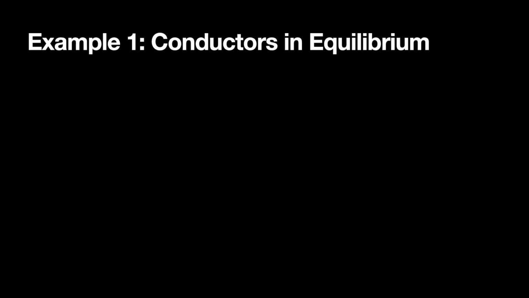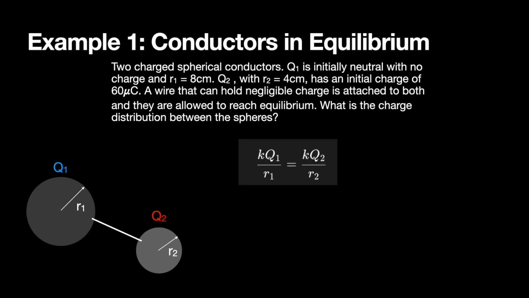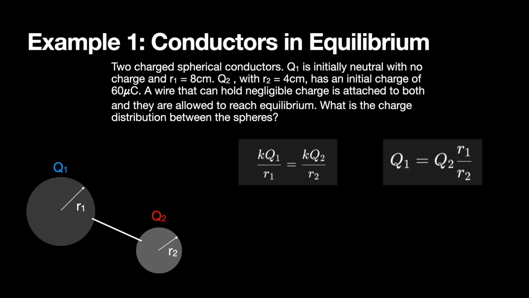Now let's do some practice problems. Pause the video and read the problem. Well, since we're in equilibrium, we know that the voltage has to be the same for both conductors. And rearranging, we can get an expression for Q1.